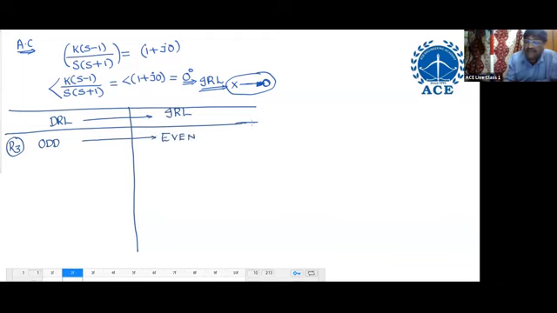That means what does the statement tell? For a point to lie on the inverse root locus, the sum of the poles and zeros to the right hand side of that point should be even.